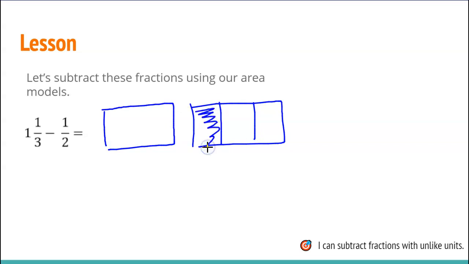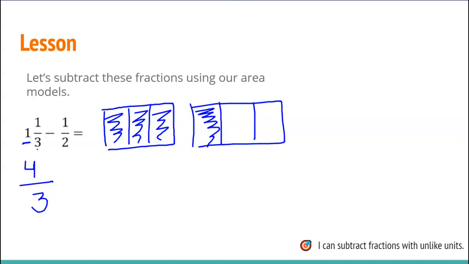Well, how many thirds are in one whole? Well, there's 3. So overall, I have 4 thirds, right? Because I have my 3/3 from my one whole, and then I have my 1/3 as well. Okay, so I have 4 thirds. All right. So from that 4 thirds, I want to go ahead and subtract 1/2.